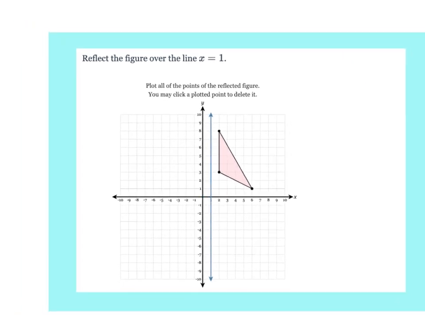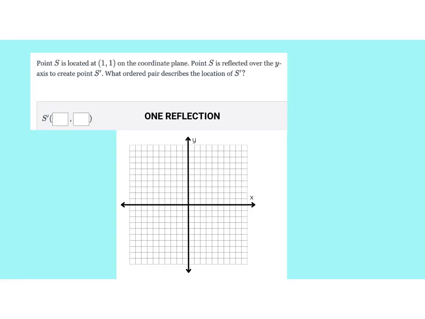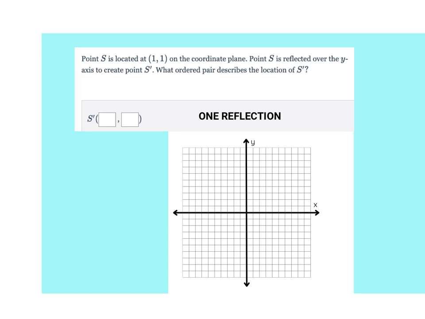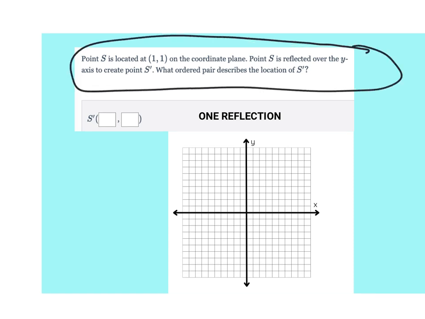You'll also see it when it's reflected over the line x equals 1. That's that vertical line, and you'll follow that same process. Notice it says you may click a plotted point to delete it in case you make a mistake on the computer. Now there are times where you're going to be asked, and I will tell you, this is the question on Delta Math. I'll be giving you graph paper because you might need it. I've put graph paper here for myself.